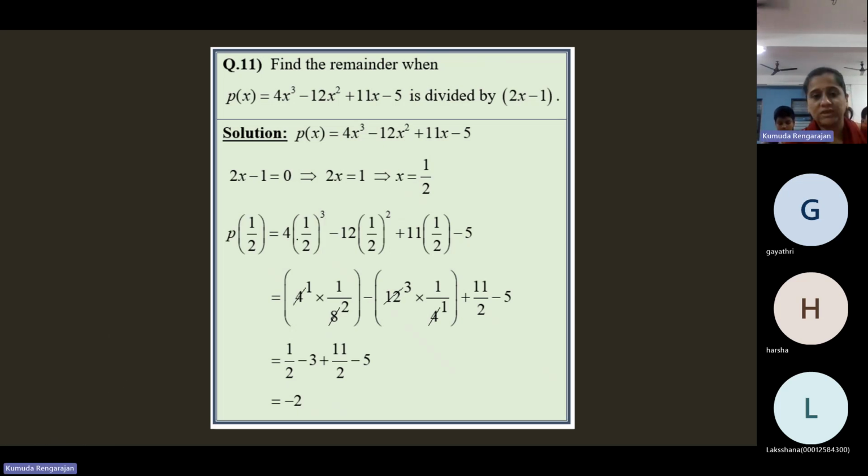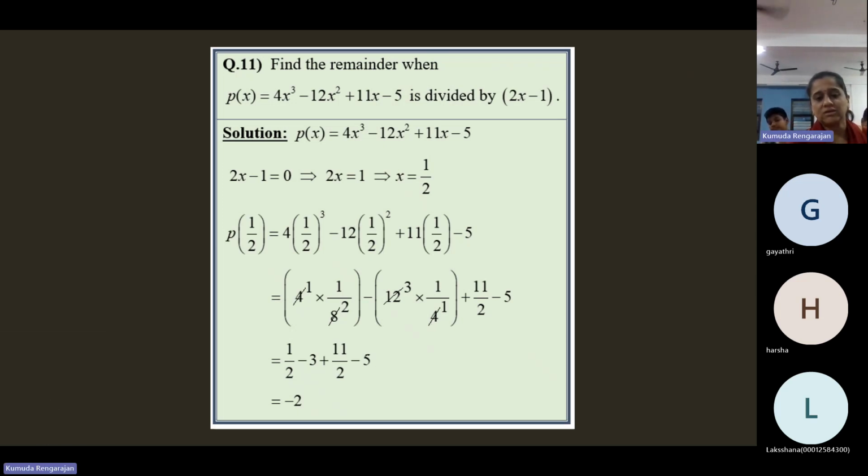To be clear, we cannot cancel the 2s and 6s like that, that is wrong, because it's 1 by 2 the whole square. So simplify 1 by 2 the whole square. That's 1 by 4. Now that answer, 1 by 4, into 12. Okay, that's how we simplify.